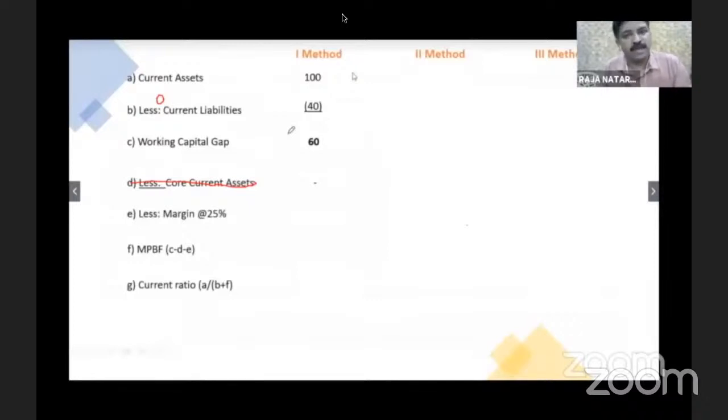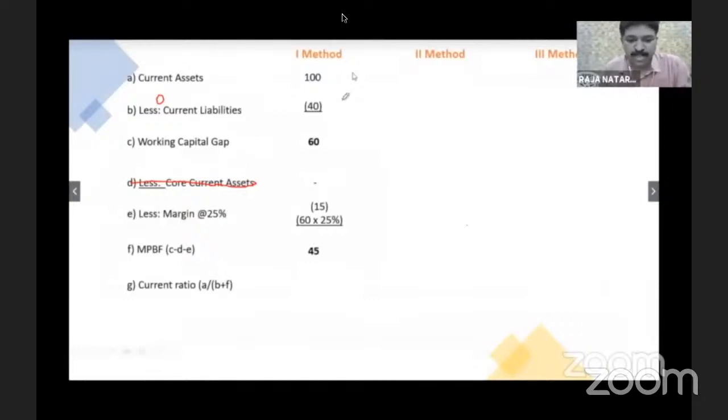25% of the gap should be funded by promoters. So 60 into 25% works out to 15 lakhs. That should be funded by the promoters. So there's a gap of 60. Promoters are funding 15. 60 minus 15, what do you get? 45. So this is the maximum permissible bank finance under the first method. I would say this is a very liberal one, because here the funding is much higher.